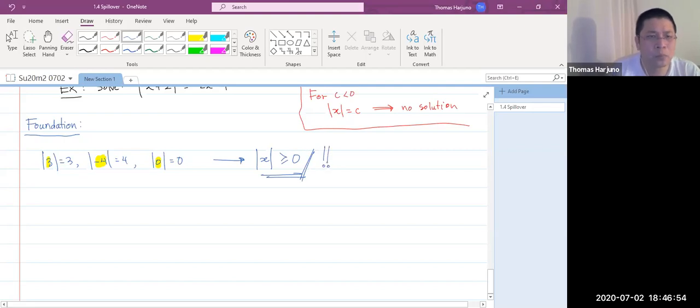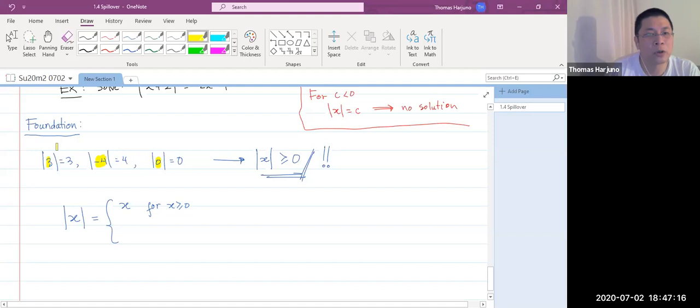So how do we then express absolute of x? Now we say absolute of x equals x itself as long as that x is positive or 0.